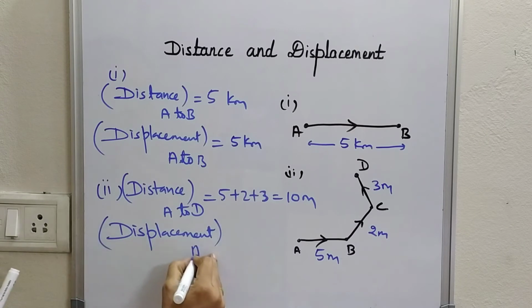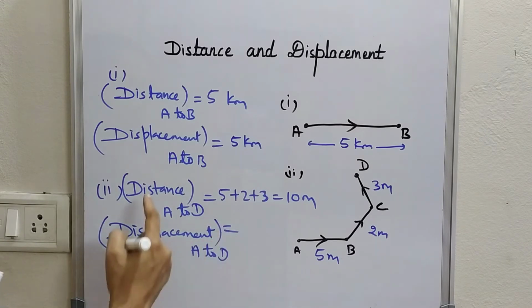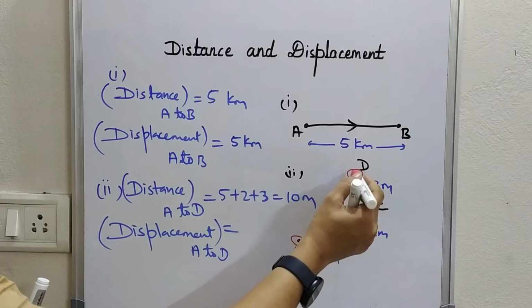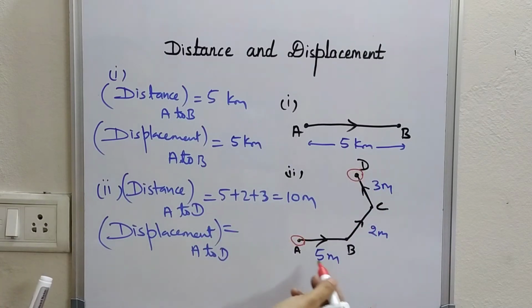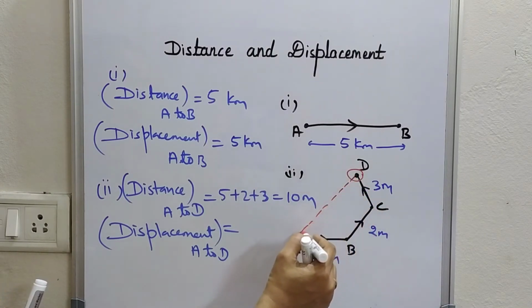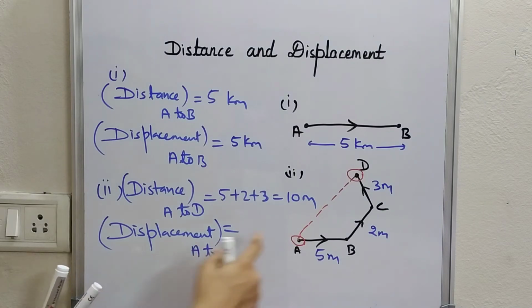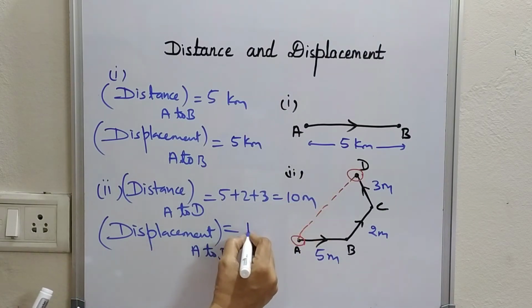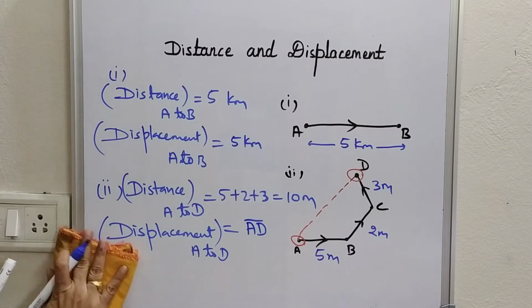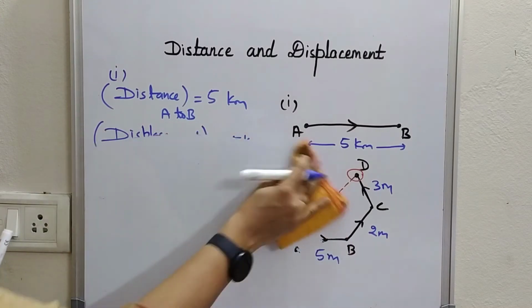And what about the displacement from point A to D? This is a nice example to really differentiate these two terms. Displacement is the shortest distance between the initial point and the final point, and displacement has nothing to do with the path traveled by the body. The shortest distance from A to D is a straight line. So displacement is the length of line segment AD. This is how we find distance and displacement for bodies which travel in a straight line.